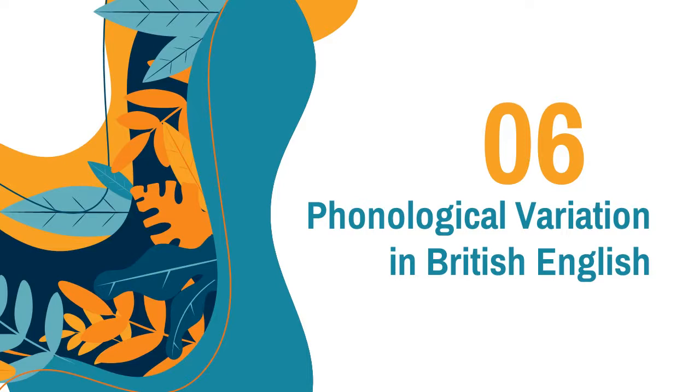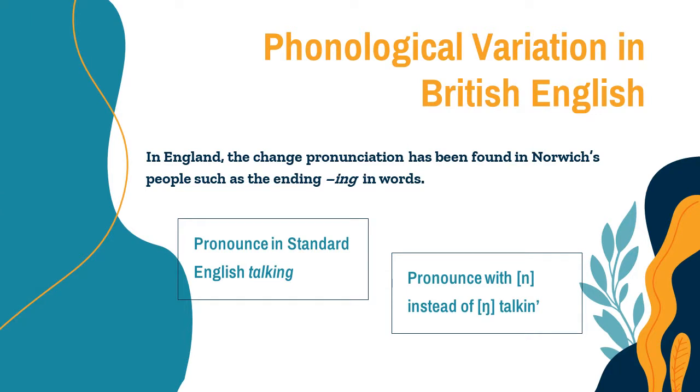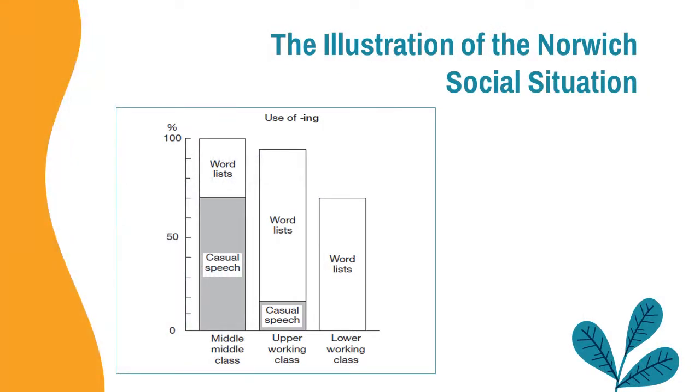Now, we are going to talk about phonological variation in British English. In England, a similar state of affairs has been found in the speech of people living in Norwich. Consider the differing pronunciations of words ending in -ing. Sometimes Norwich inhabitants pronounce the -ing as in standard English, for example, talking, and at other times pronounce the -ing with an n instead of ng. And this is the illustration of the Norwich social situation.